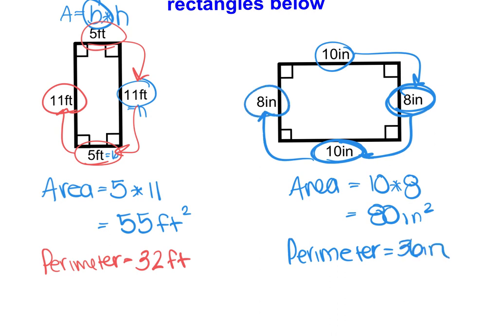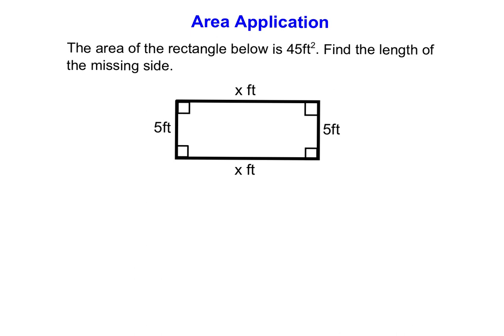So what we're going to do on these last few slides is we're going to actually use what we know about area to now find missing values within a shape. So we're going to use our area equation, which is base times height, as our baseline, and it's what we're going to fill in so that we can then solve for missing values.